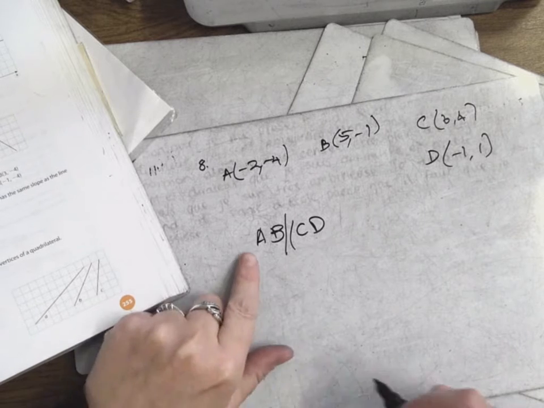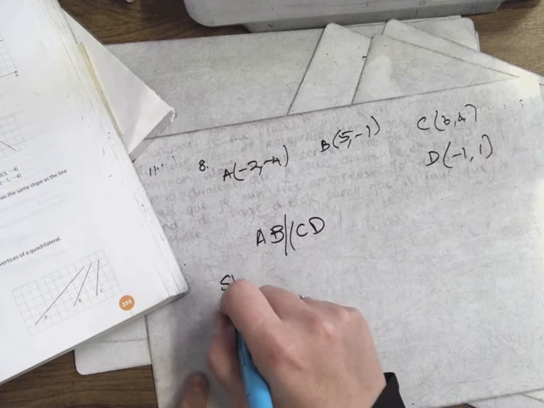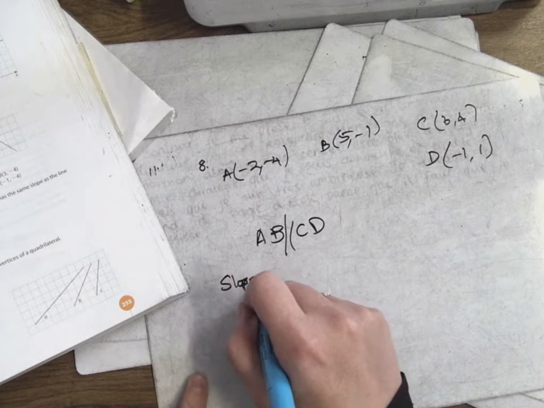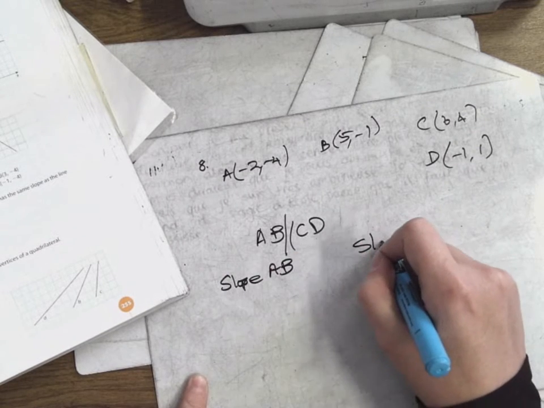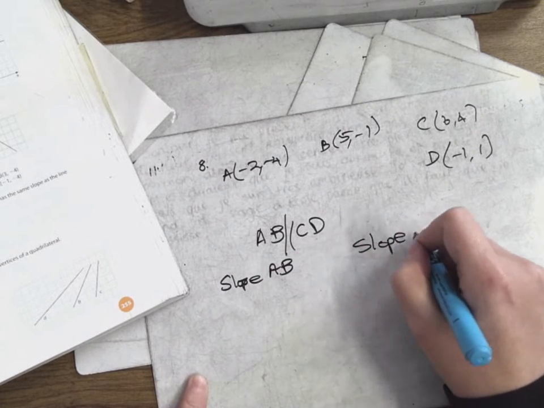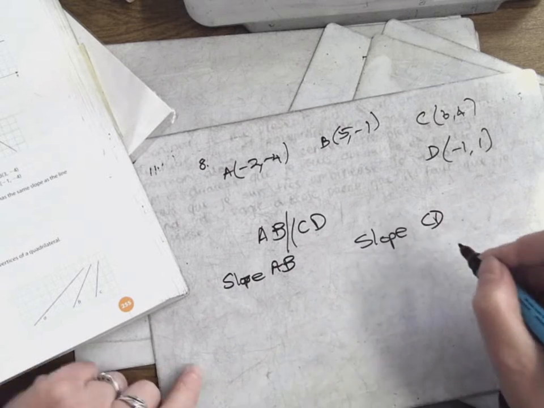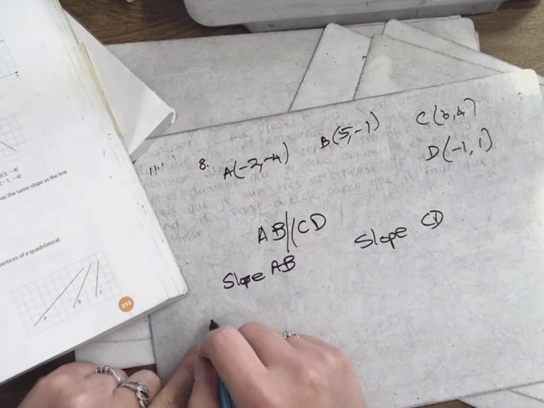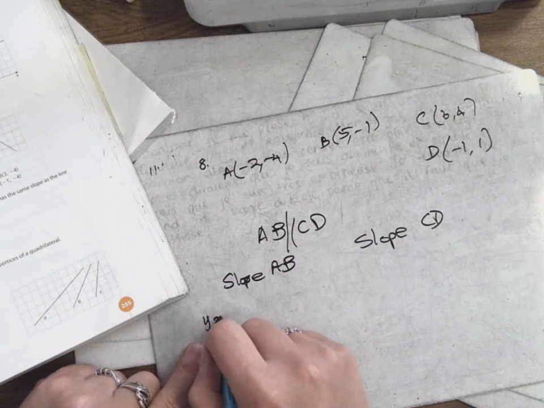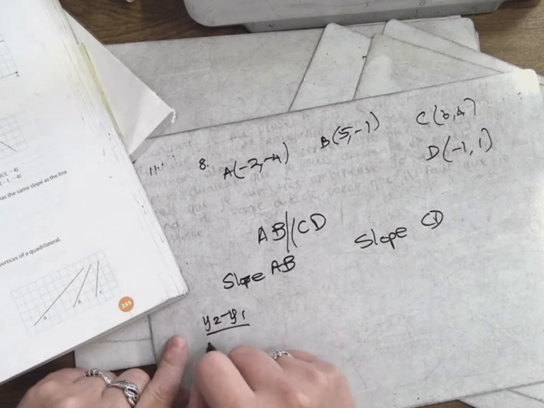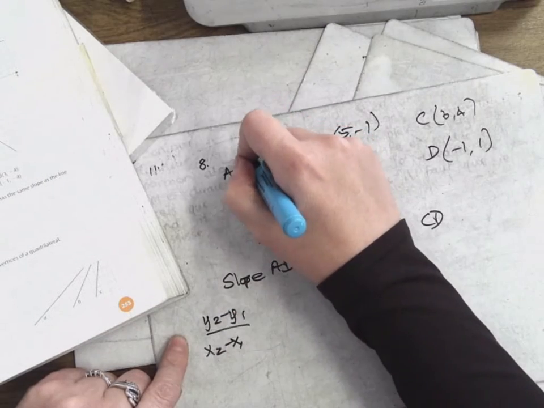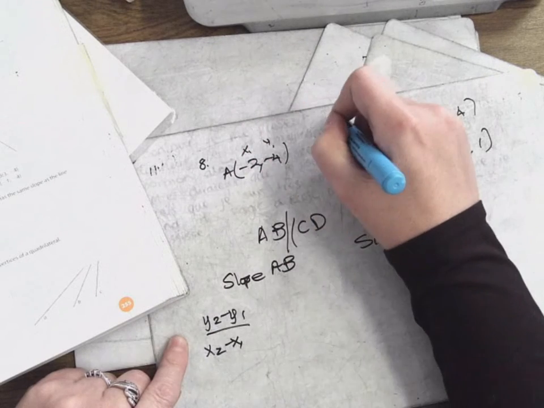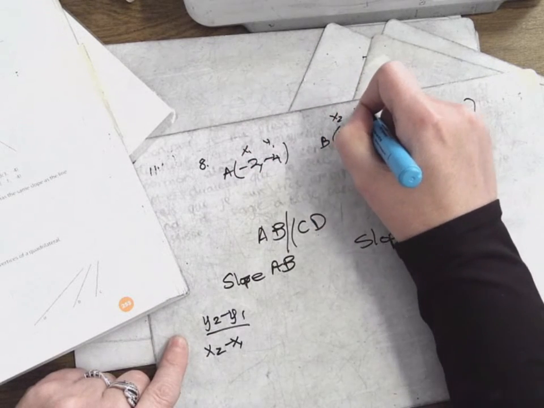They have the same slope. So you basically get the slope of AB, you get the slope of CD, and you're going to end up with the same answer. That's how you show they're parallel. So slope of AB, so it's y2 minus y1 all over x2 minus x1. So you call this x1, y1, x2, y2.